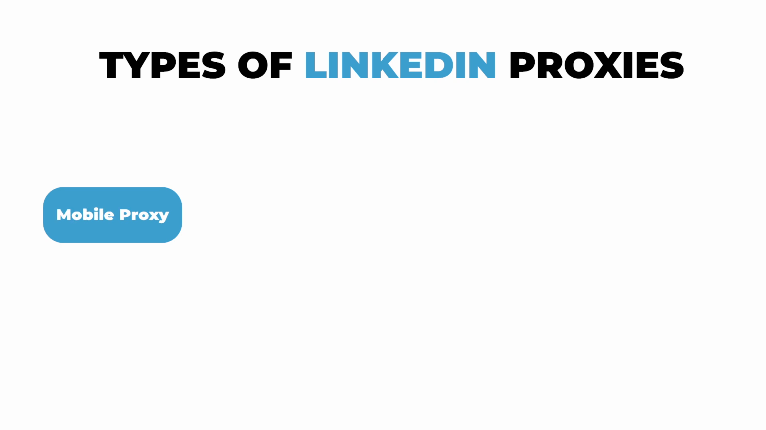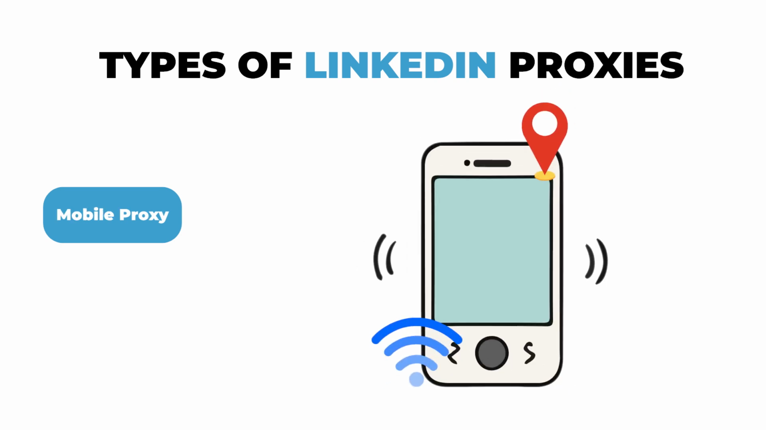And third is the mobile proxy. This is the safest type today thanks to the IP sharing mechanism of mobile carriers. LinkedIn can almost never block this type because blocking it would affect thousands of other real users. However, the price of mobile proxies is quite expensive, arguably the most expensive of the 3 types.